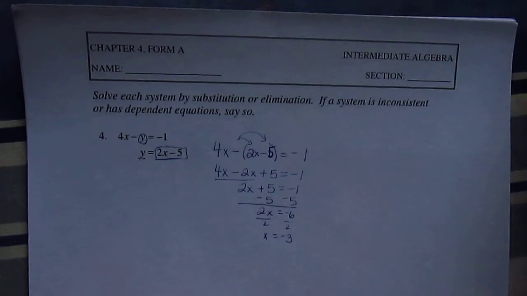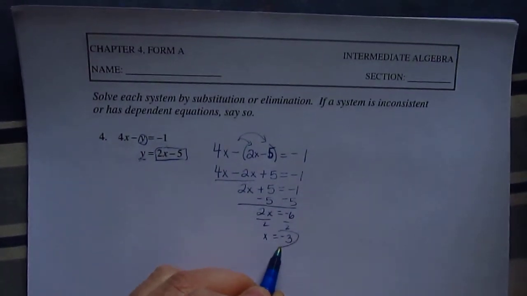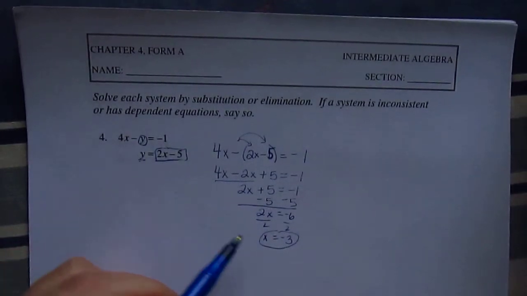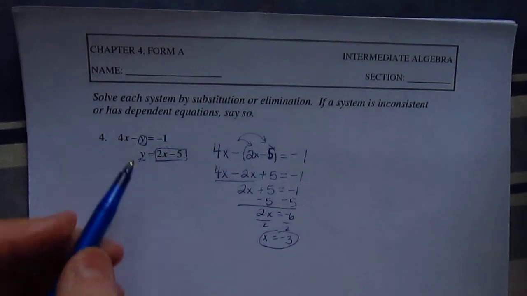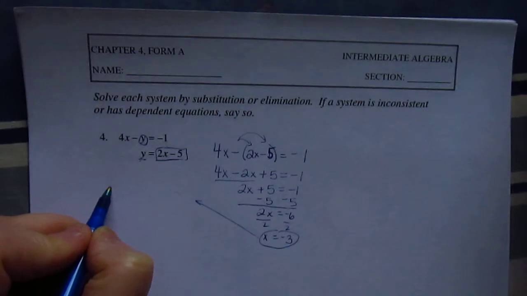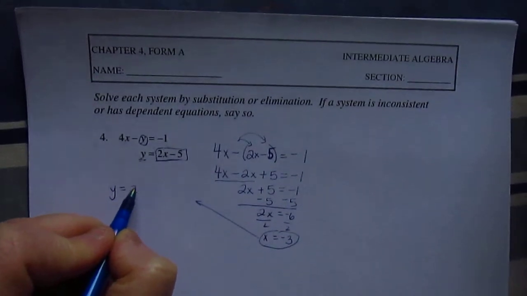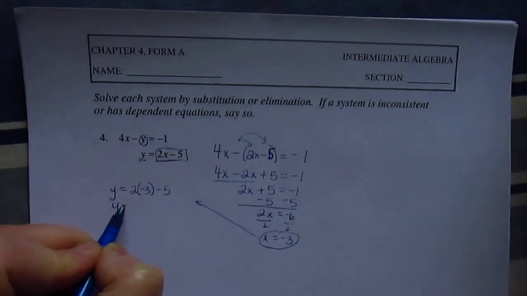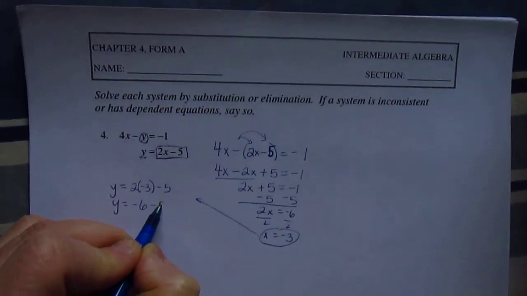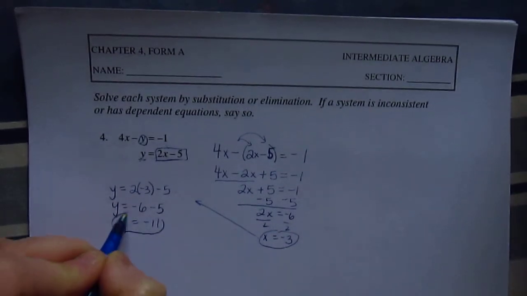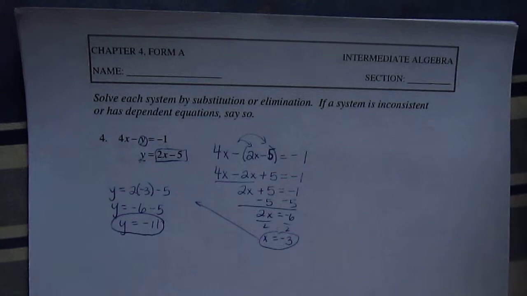Okay, one down, one to go. Now that we know that x is negative 3, how do we find y? Because we need a pair. We need an ordered pair. We can go back to either of these equations to solve for y, but since that second one is already set up for me, I'm going to use that one. Y equals negative 6 minus 5. Y equals negative 11. I think I'm done, but I need to make sure that I'm done.